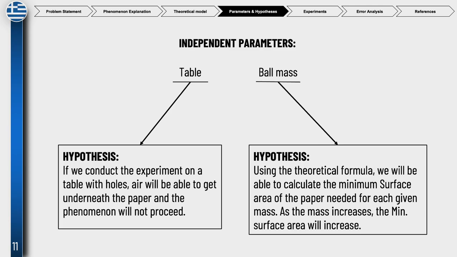And now regarding the ball mass, we believe that using the theoretical formula, we will be able to calculate the minimum surface area of the paper needed for each given mass. As the mass increases, the minimum surface area will also increase.